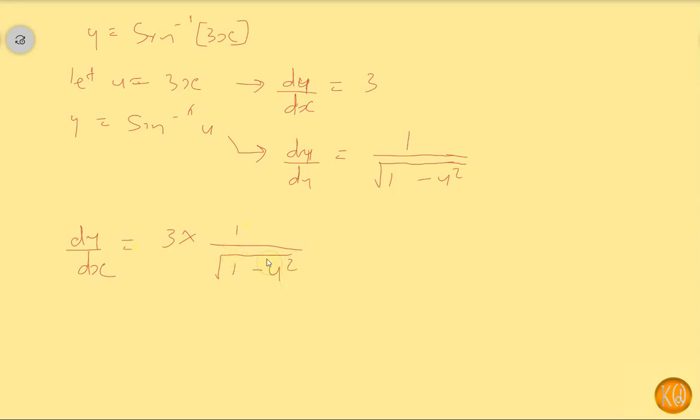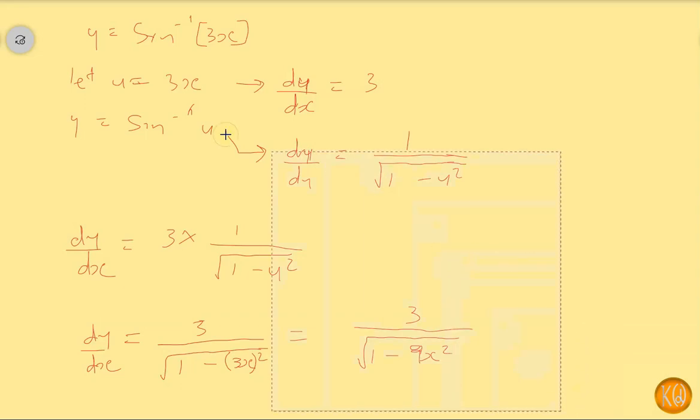But remember now that u is 3x, so therefore dy dx would be equal to 3 upon the square root of 1 minus 3x all squared. Good. And know that 3x all squared is 9x squared, so that's just equal to 3 upon the square root of 1 minus 9x squared. Great.